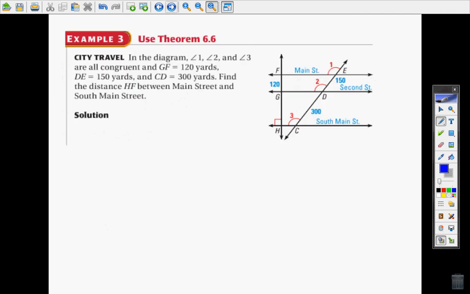So we have this situation with South Main Street, 2nd Street, Main Street. Okay, in the diagram, all the measurements are accurate. They want you to find the distance HF between Main Street and South Main Street. So once again, we've got proportions. 120 over HG equals 150 over 300. Well, I want to find HF, and so I'm going to have to look at this a little bit differently here for just a second.